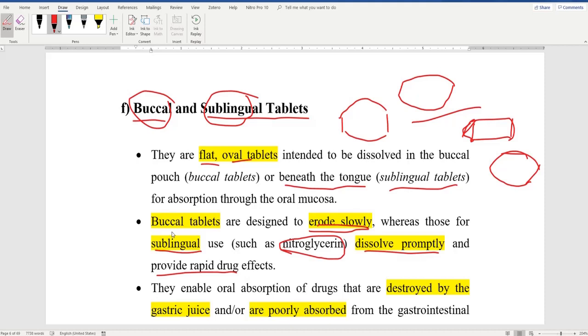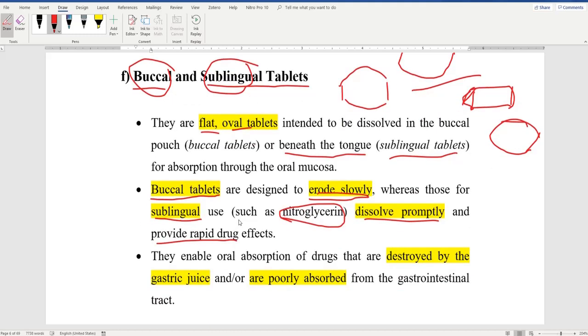If someone has pain, and you know most pain conditions are not just for a few seconds or a few minutes, it's usually continuous. So in this case, you want the drug to be absorbed over a longer period of time. That's why you use buccal tablets. Okay, the thing is, to administer a drug in the buccal cavity might not be convenient, especially with buccal tablets where you need to place the drug maybe for 4 hours. That's a very long time.